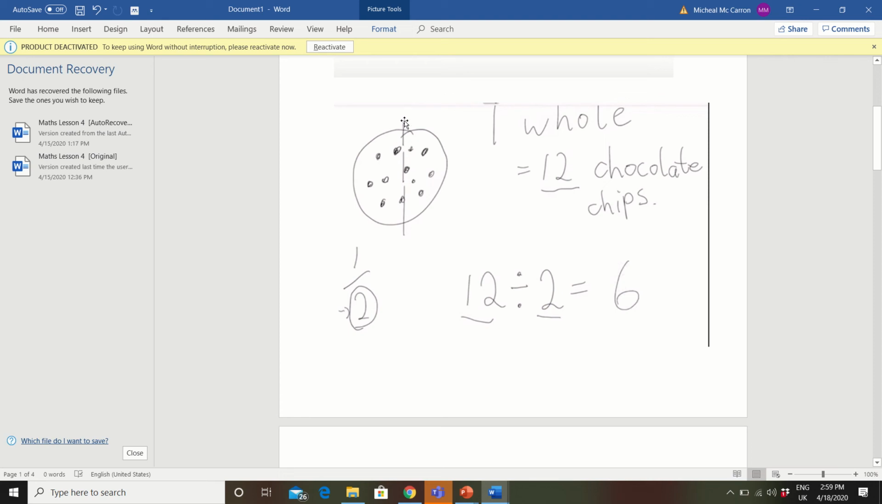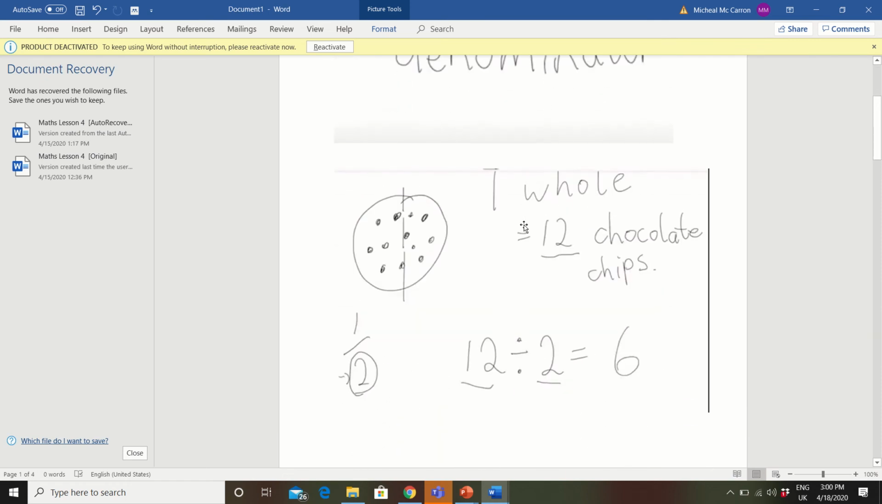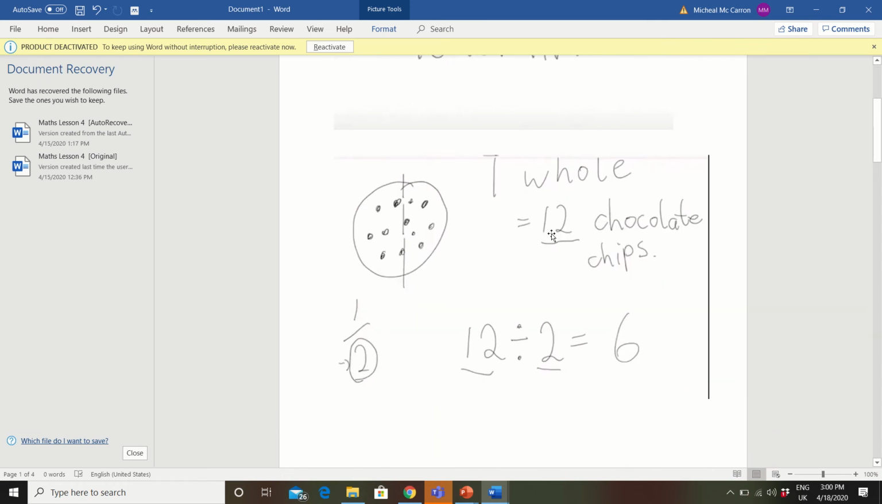Now, you can draw the line down the middle, like that, and you can see 1, 2, 3, 4, 5, 6. 6 chocolate chips on this side. 1, 2, 3, 4, 5, 6. 6 chocolate chips on this side. So if I draw a line through the middle to make a half cookie, I'll have 6 chocolate chips left. Or what you can do is, if I'm getting a half, you look at the denominator, the number on the bottom, and you divide the whole, the 12 chocolate chips, by the denominator. Divide by denominator, d by d. 12 divided by 2 equals 6.